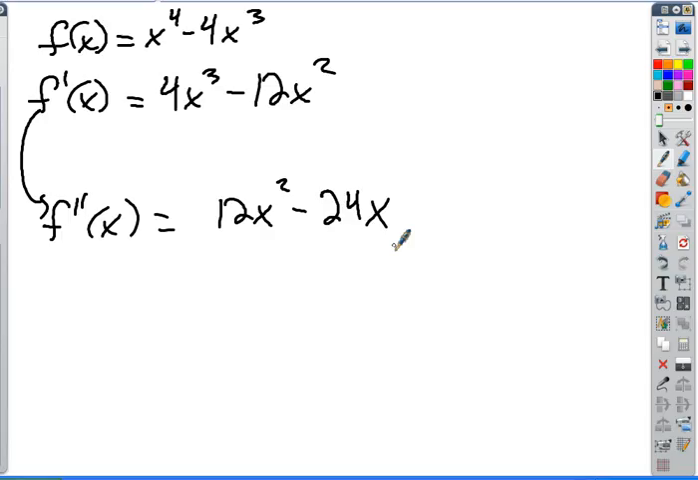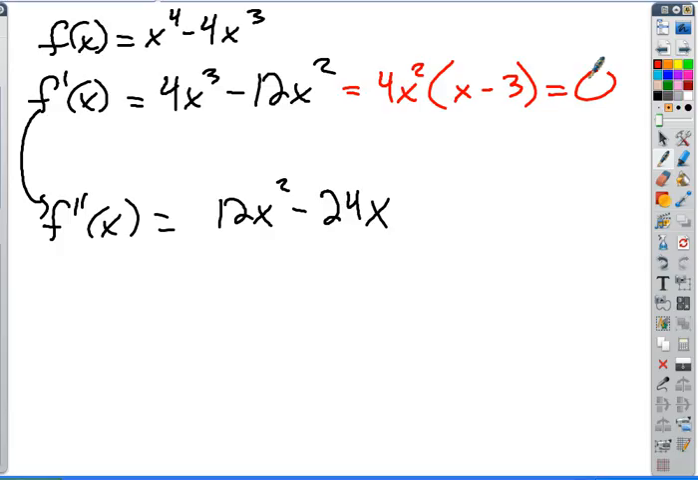Now, for the first derivative, there's no place where it's undefined, right? First derivative is a polynomial. There's no danger of dividing by 0 or taking even roots of negative numbers or any of that nonsense. But we do want to know where it equals 0. So we could factor this, right? What could I factor out? 4x squared. Good. 4x squared, leaving me with... okay. And so if I set that equal to 0, then finding the zeros is pretty simple.